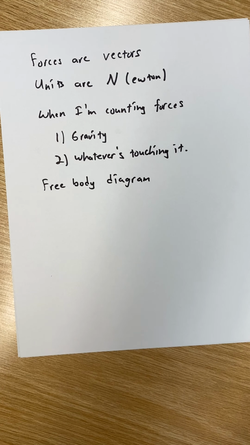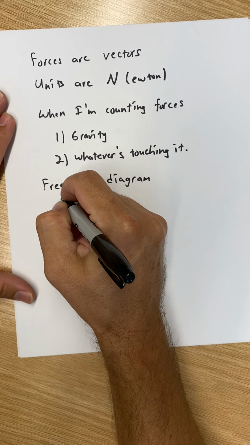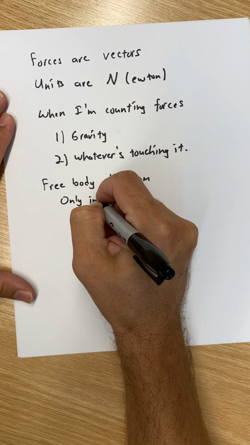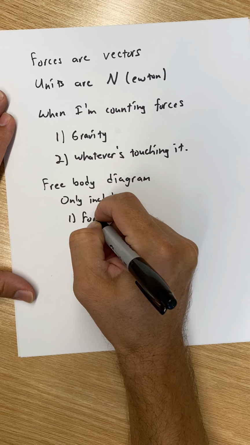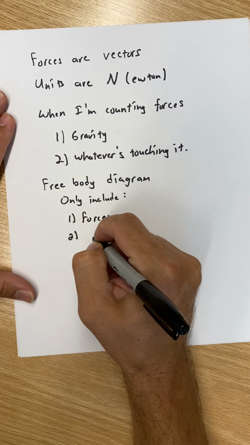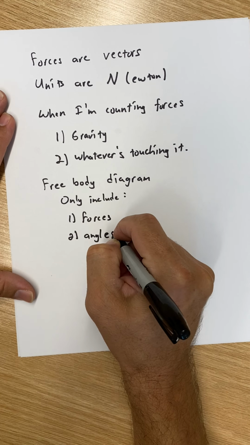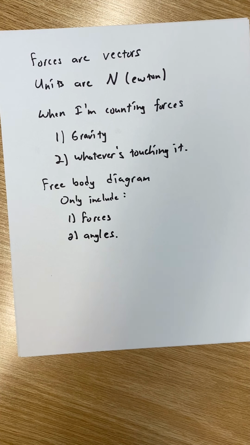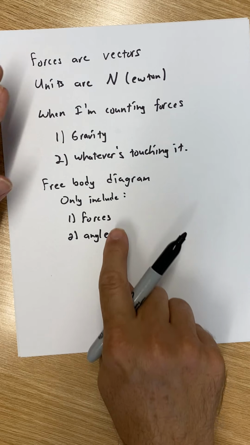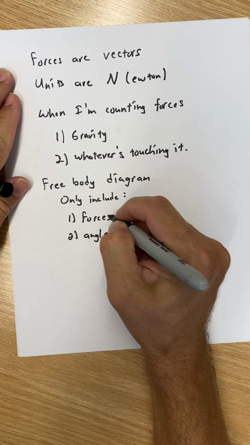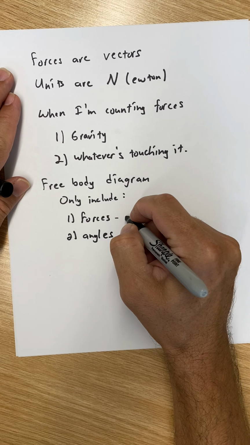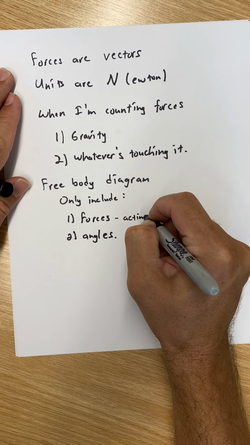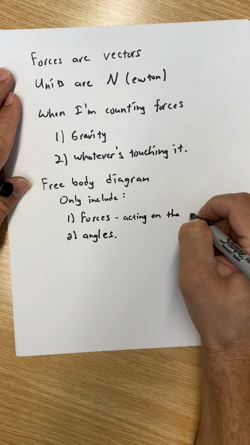Free body diagrams are very, very special drawings. And only certain things should appear on free body diagrams. I'll tell you what they are. Only include forces and angles. That's it. We don't include anything else. And on the forces, if I'm looking at a free body diagram of an object, these forces are only the forces acting on the object.